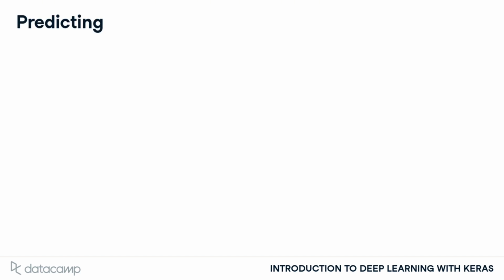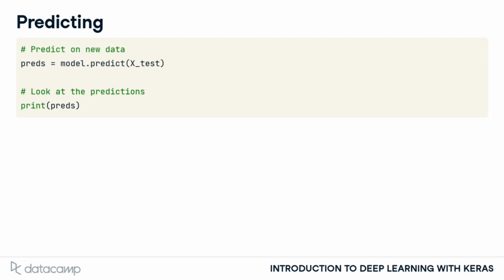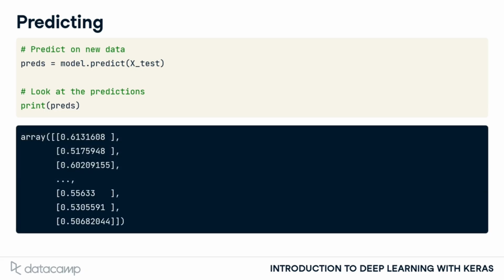To obtain predictions from our trained model, we just need to call predict on the new set of data. We can store the predictions in a variable for later use. The predictions are just numbers in a NumPy array. We will interpret this depending on our dataset and problem at hand.